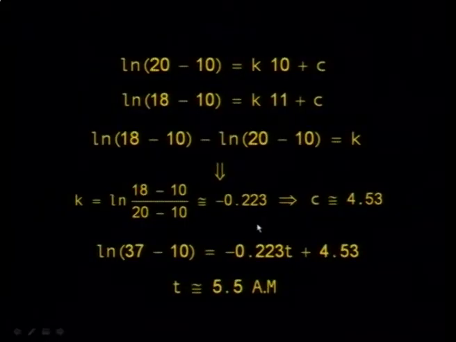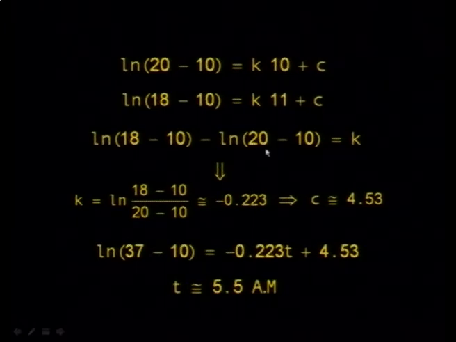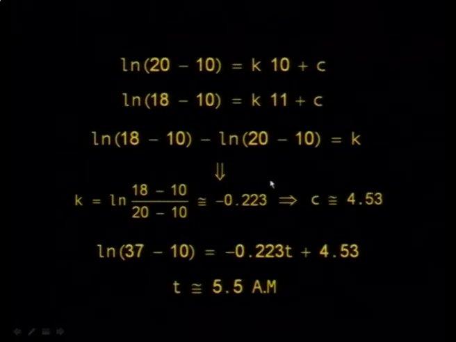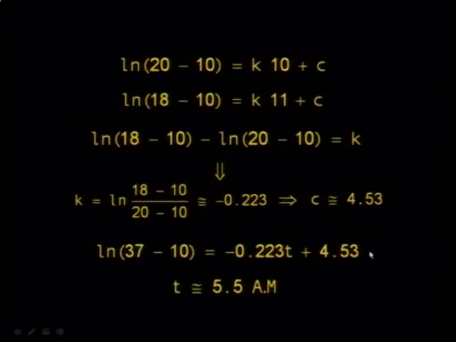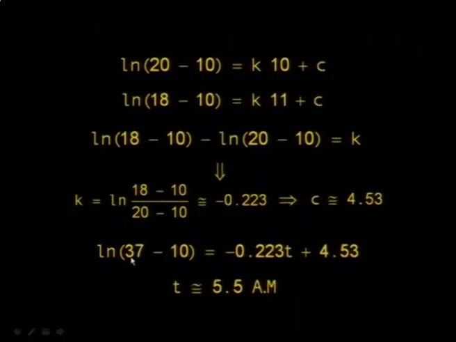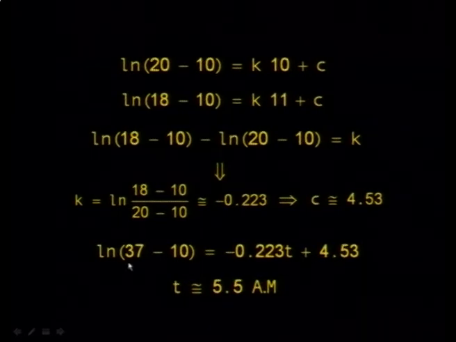Now you want to know the time at which the temperature reaches either 20 or 18. You know very well that at the instant of the crime, the temperature of the body is 37, because he was living. So you go back to the equation, you know C and you know k, so all you have to do is substitute 37 degrees for the temperature, solve it to obtain t, and t is equal to 5.5 a.m.